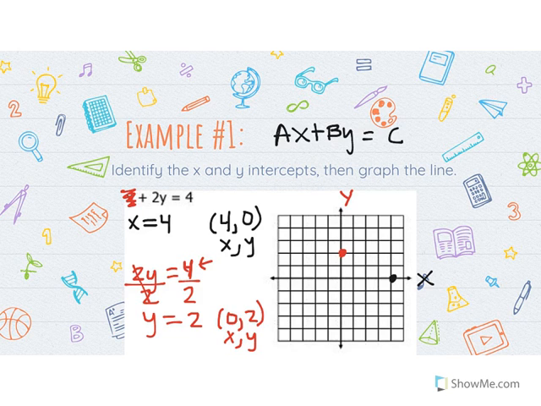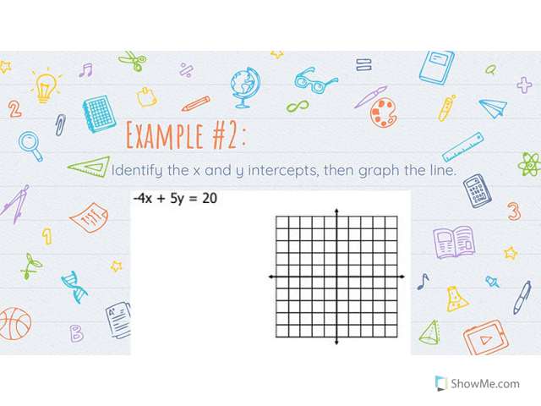So we actually get to connect those points, creating our actual line for this equation here. So connect your dots, and that's our line. Our next example, again, we're going to identify the x and y intercepts and then graph the line.